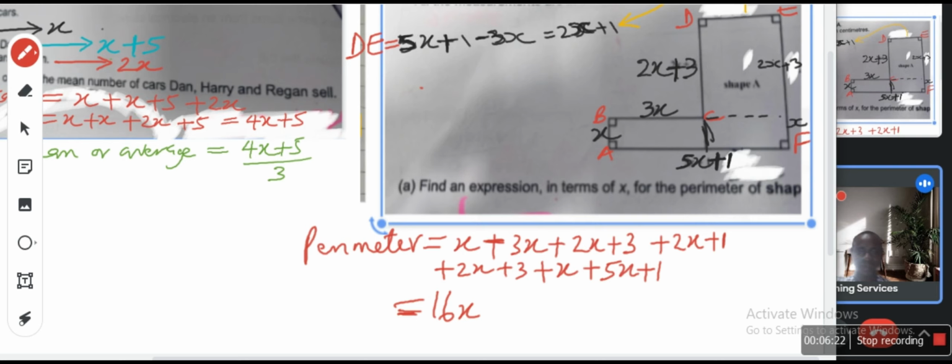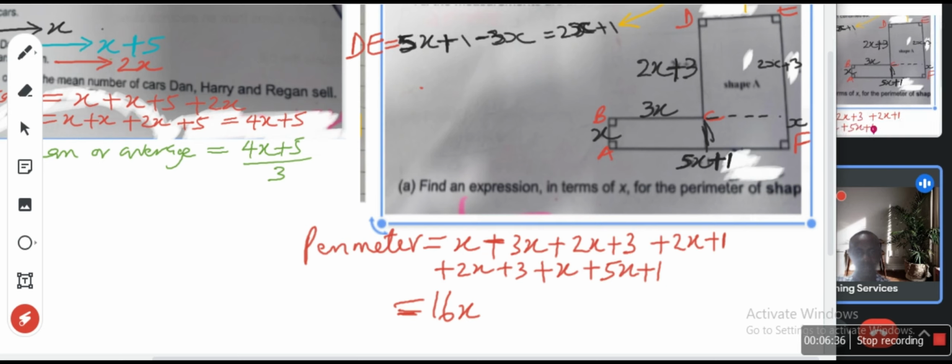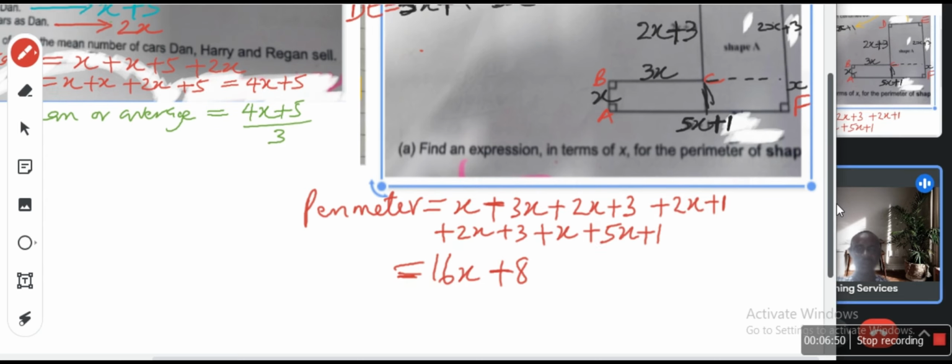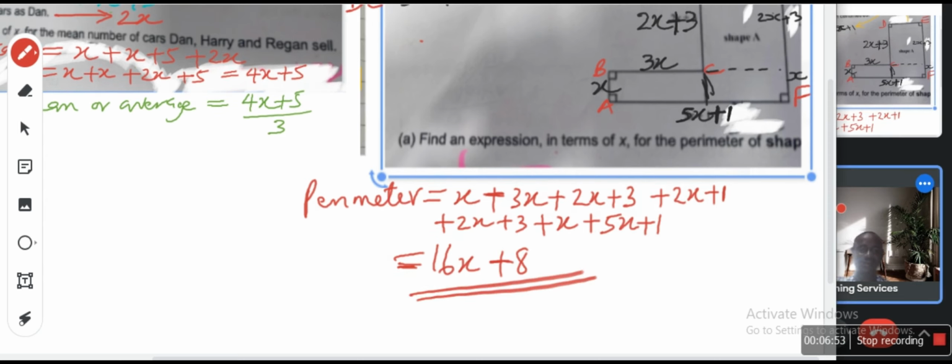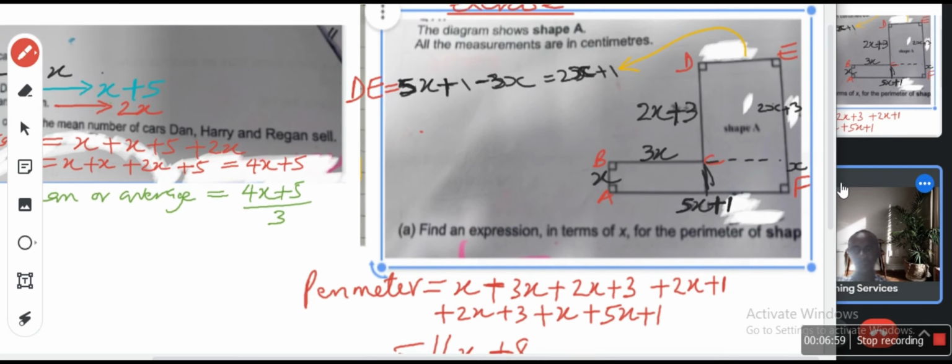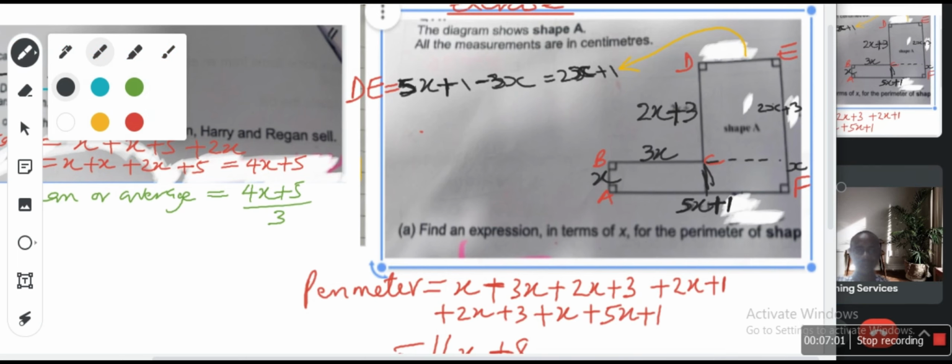Let's check the numbers. 3 plus 1, 4, plus 3 again, and plus 1. 3, 1, 3, 1. That's 8. So plus 8. So this is the perimeter, all in centimeters. I think that's clear. Okay, it makes sense.